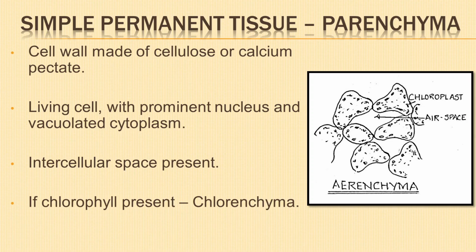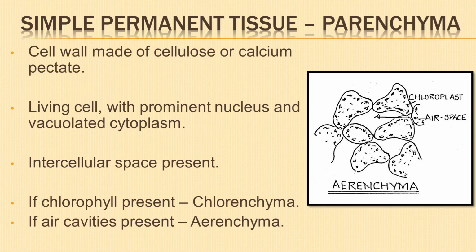Sometimes, parenchyma cell contains chlorophyll and performs photosynthesis. This kind of parenchyma is known as chlorenchyma. In aquatic plants, parenchyma contains air spaces in between them. Such a parenchyma tissue is known as aerenchyma.